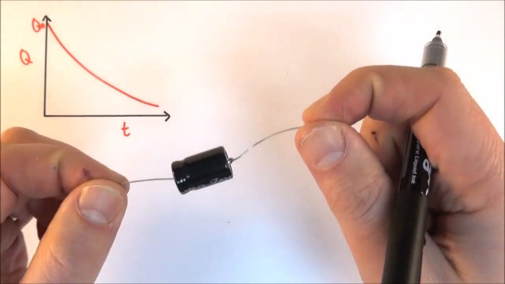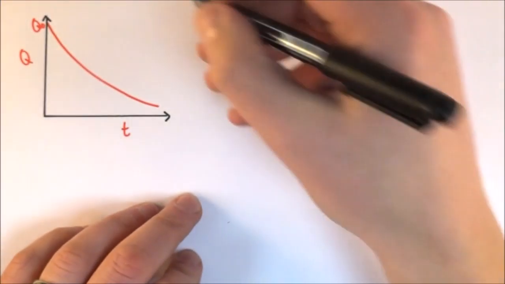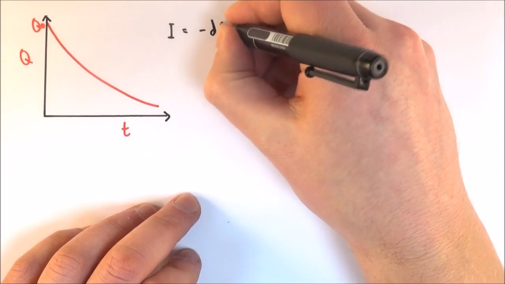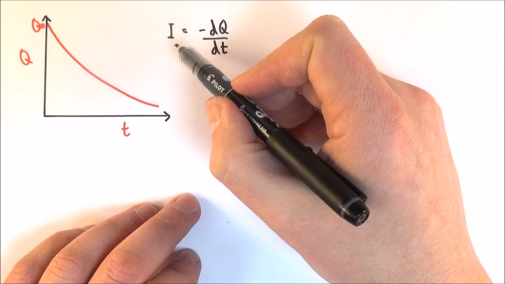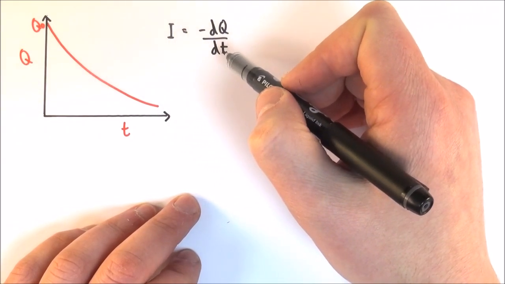So you have a capacitor, you let it discharge, and we can look at how the charge varies with time. Now there are three equations that we can think about. First of all, we know that the current is going to be equal to minus dq by dt. Effectively, the current going through this is going to be equal to the rate of flow of charge, and that changes with time.